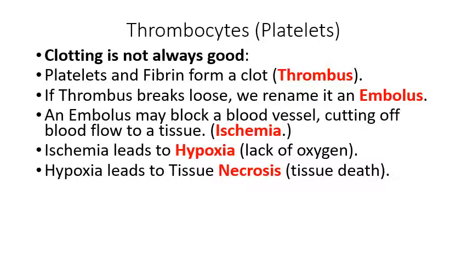If the embolus wanders around and blocks blood vessels and cuts off the flow of blood, that is referred to as ischemia. Remember in biology, CH is usually pronounced K instead of CH. So this word is pronounced ischemia. The word ischemia means that you've cut off blood to a certain area of the body. If you cut off the blood to a certain area of the body, then oxygen doesn't get through.